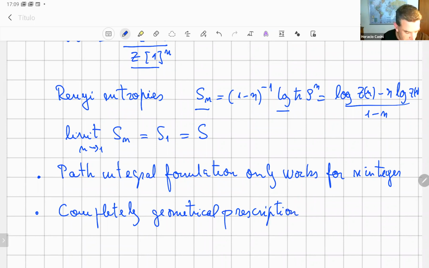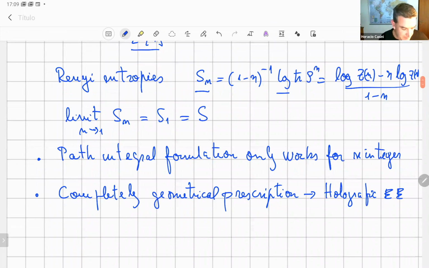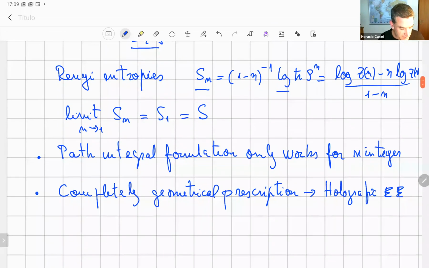You have just to evaluate the partition function in a specific geometry, and this is related to the holographic entanglement entropy, which somehow in the holographic theories, this prescription, this geometric prescription for the Renyi entropies is better used in the sense that at the end you get a geometric prescription also for the entropy.